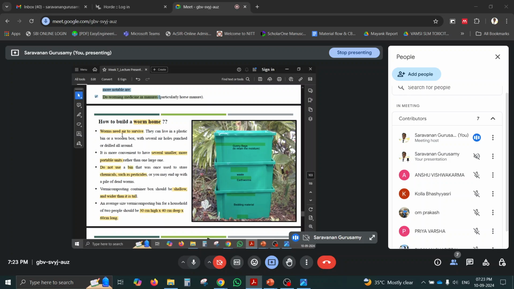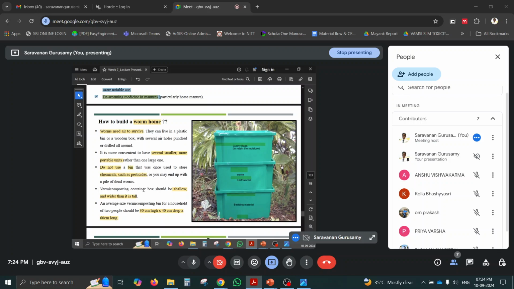Worms need air to survive, so several smaller trays can be useful. Other than one large tray, we can keep 3 trays, and you can easily take the center tray and replace the waste. This is the principle behind stacking of trays. Okay, don't use a bin that was previously used for chemical storage. That will kill all your earthworms. So the bin should be clean, and it should not have any chemical contaminants.